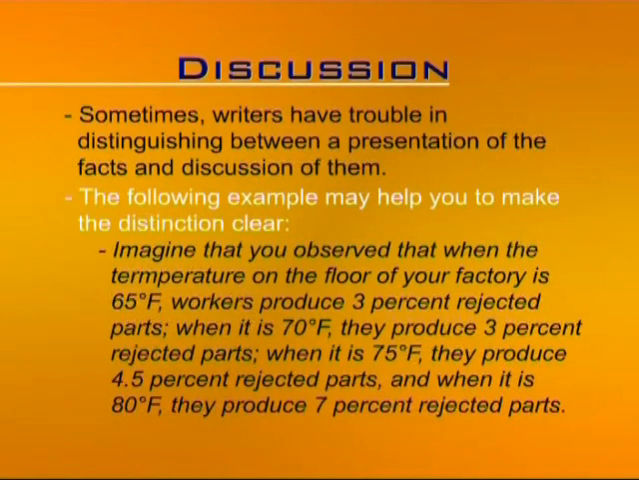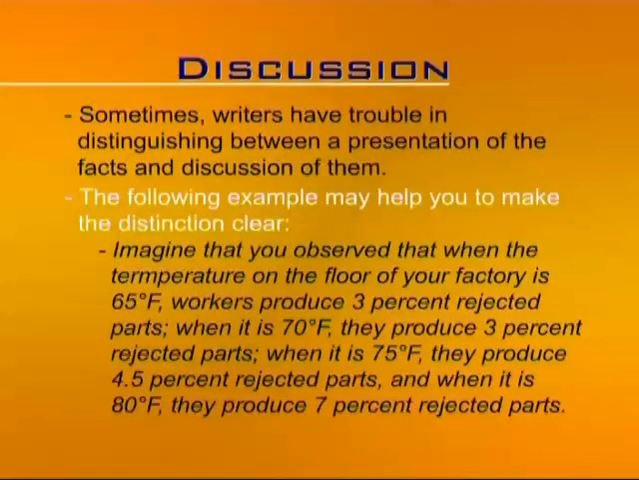When it is 70 degrees Fahrenheit, they produce 4% rejected parts. When it is 75 degrees Fahrenheit, they produce 4.5% rejected parts. And when it is 80 Fahrenheit, they produce 7% rejected parts. If you were to say, as the temperature rises above 70 degrees Fahrenheit, so too does the percentage of rejected parts, you would be interpreting those facts.